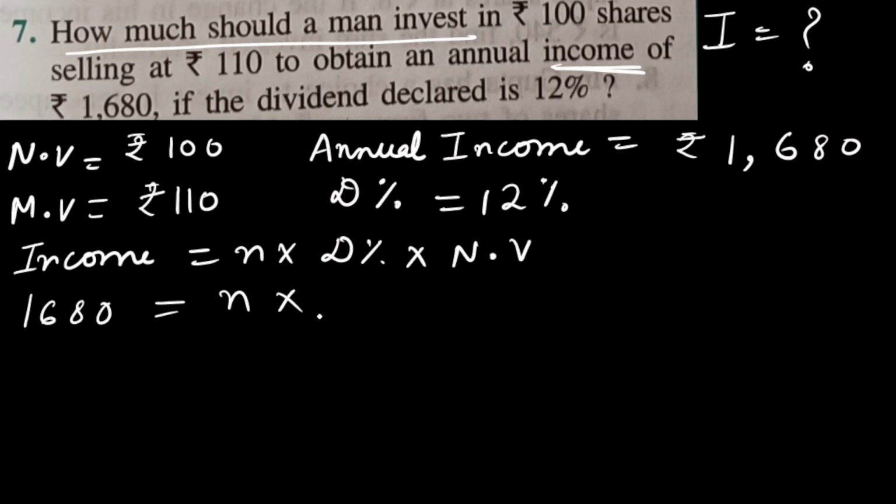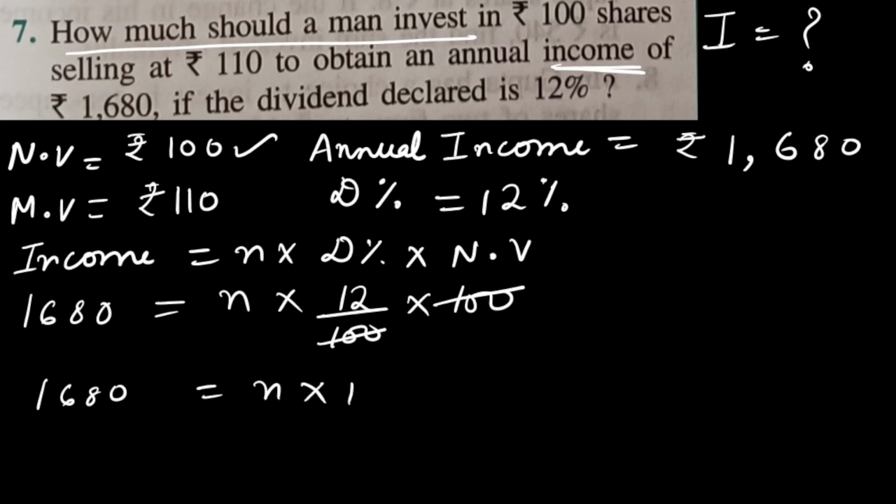Number of shares we can find. Dividend is 12%, so by 100%, I am writing as by 100, and nominal value is 100. This 100 and this 100 will get cancelled. So 1680 is equal to N into 12. Now N we have to find, right?